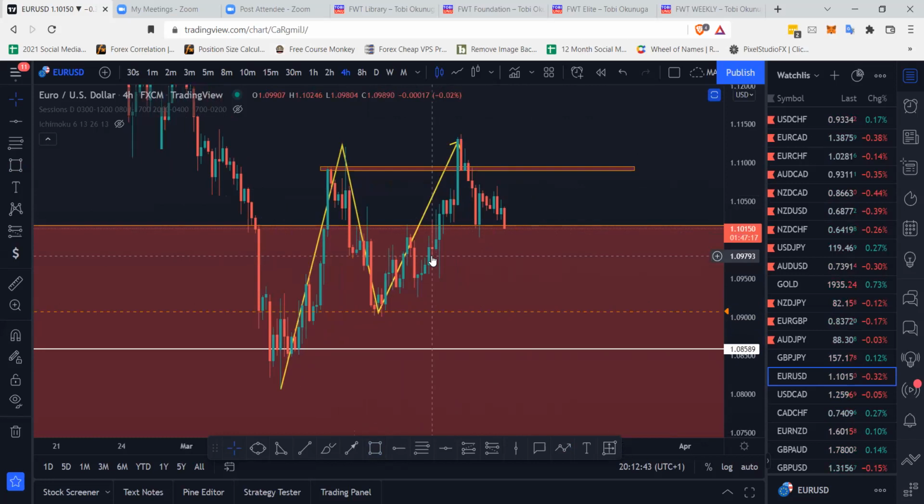We are seeing rally base rally, seeing drop base rally here. So our point of interest for reaction will be here. Here and here.